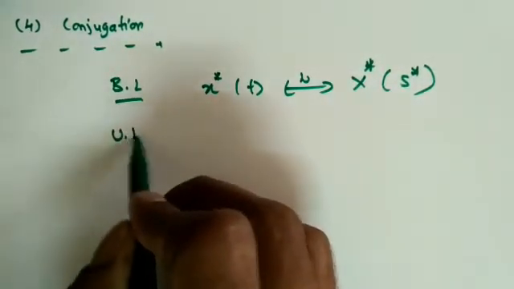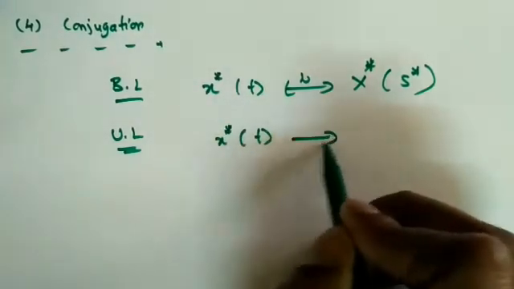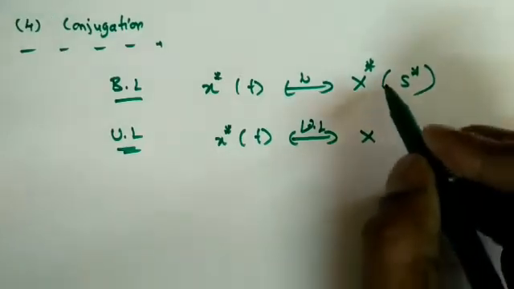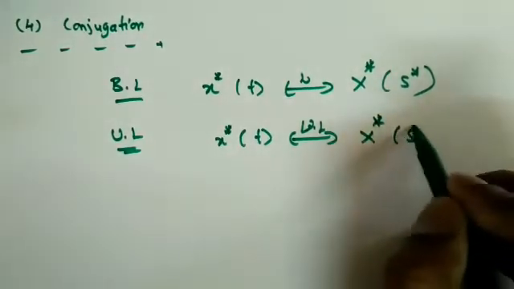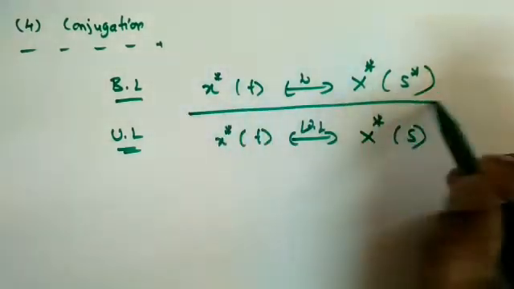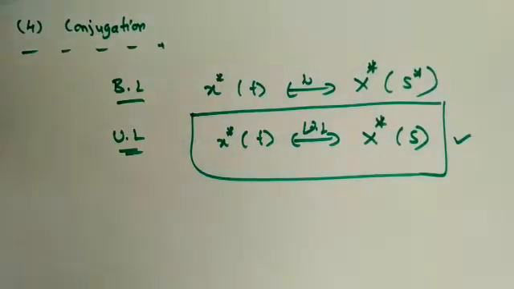But in the unilateral Laplace transform, a slight change will be there. Here it is X conjugate of s only. S conjugate will not be there, only the X conjugate, right? So this we need to remember.